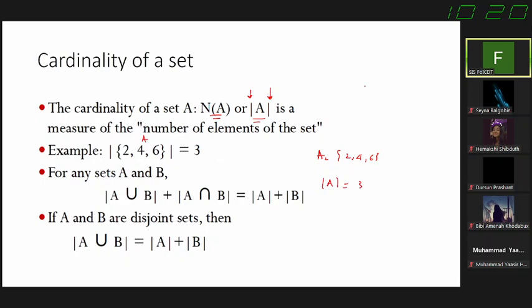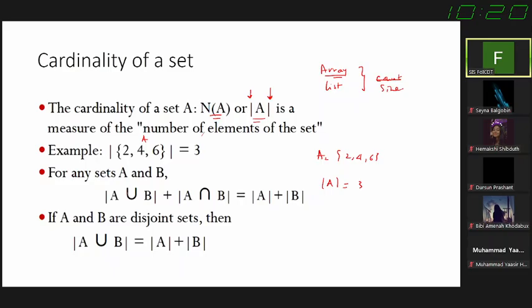In programming, if you have an array or a list, most of the time you use a loop to find the size of the array. What you're actually doing is the cardinality of the set. It's exactly the same concept, but the only problem with us programmers is that we tend to forget about the mathematics, okay?